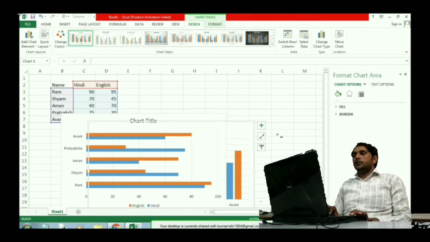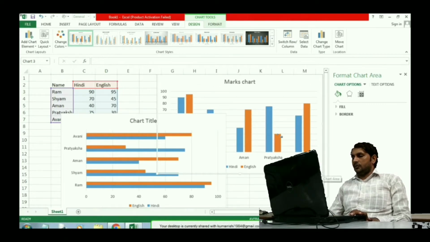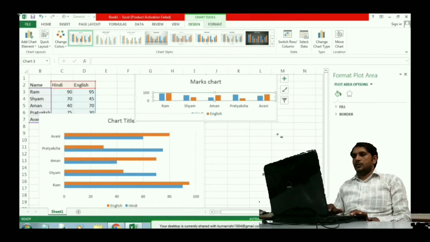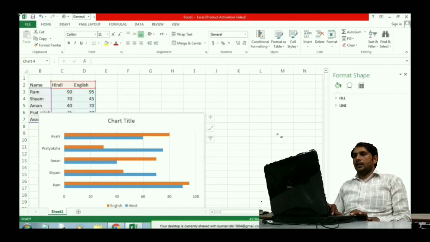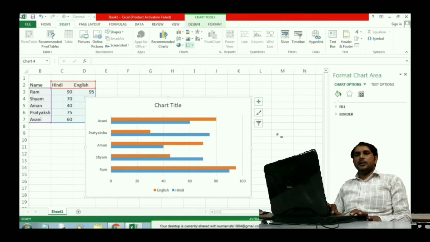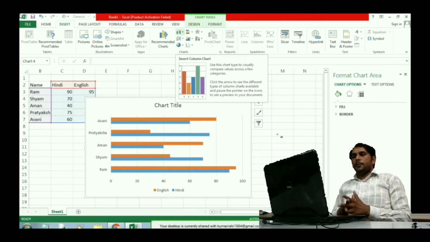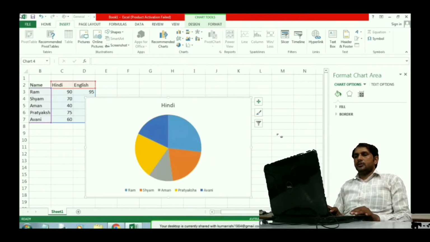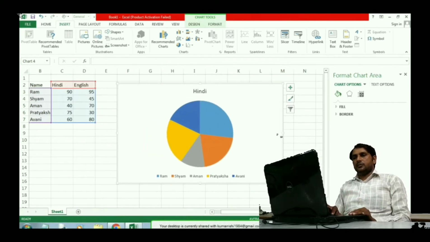Next we are going to discuss the next chart. Go to insert, and then the next kind of chart you can see here is the pie chart. You can insert a pie chart. A pie chart is generally used to show the percentage from the whole. These tiny sectors imply the total percentage from the whole.